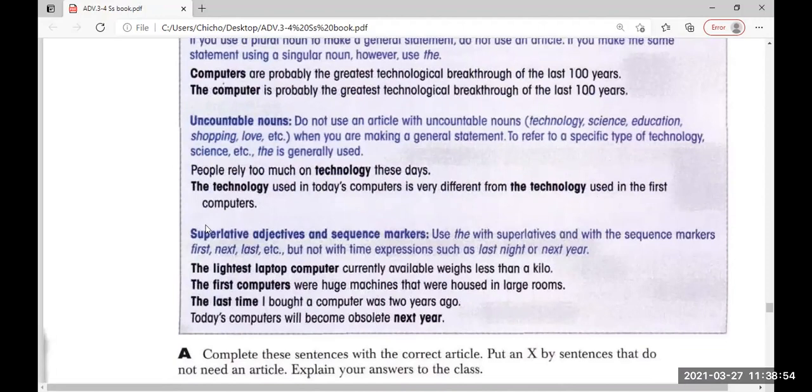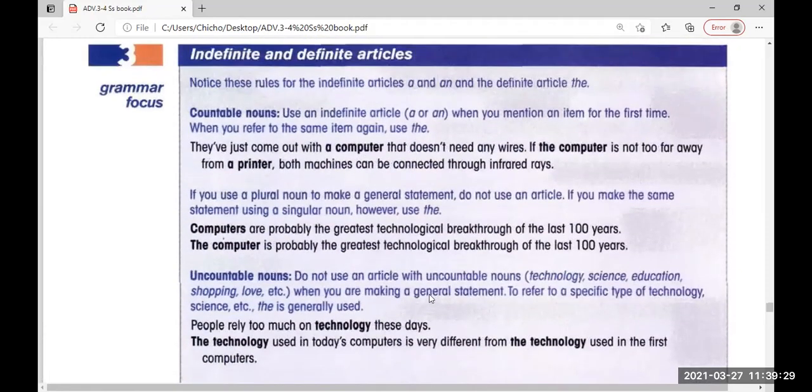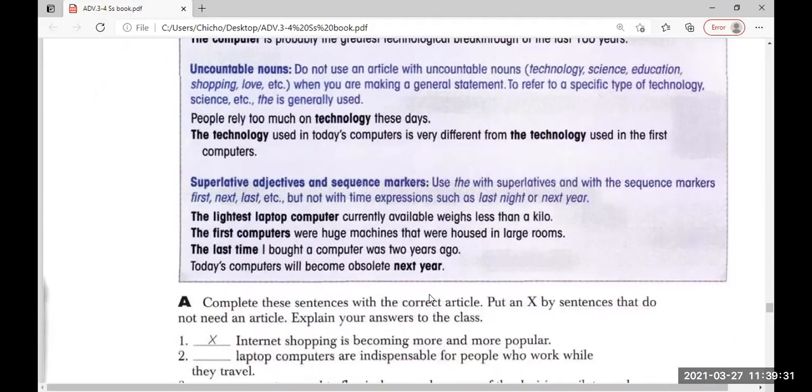Then we have superlatives. You know that for superlatives, you can use the, and for sequence markers, okay? Here we have some sequence markers. First, and next, last, okay? But for time expressions, of course you can use the next or the last, pero no pueden ocuparlos como time expressions, okay? For example, next year, not the next year, okay? And some other sentences that you have here. So here you have exactly the same, but with other examples, okay?